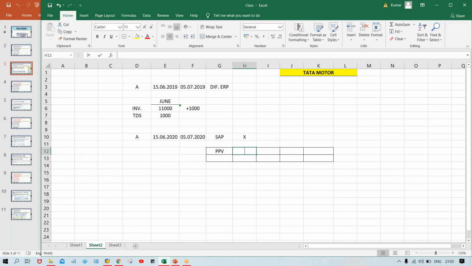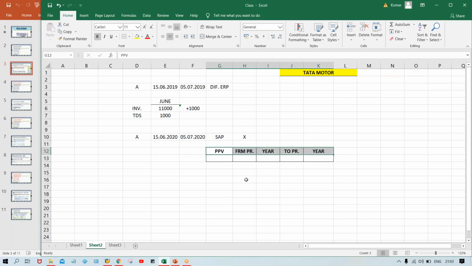Okay, and from period and year, then to period and year. So here we are having such kind of functionality.